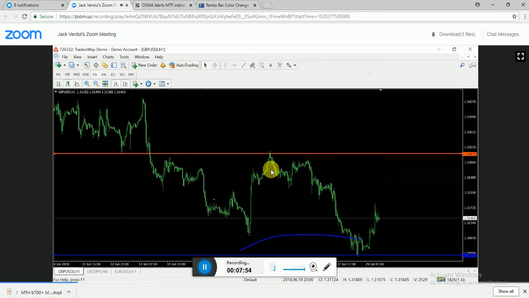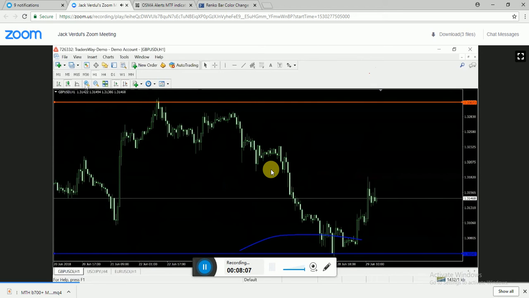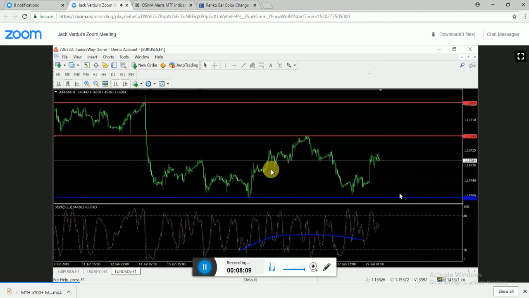So GU and EU were kind of doing the same thing. The currencies don't move at exactly the same time, but they do similar activities during the week. I said EU was doing this uptrend. Go back to EU real quick. Boom. See how it went?